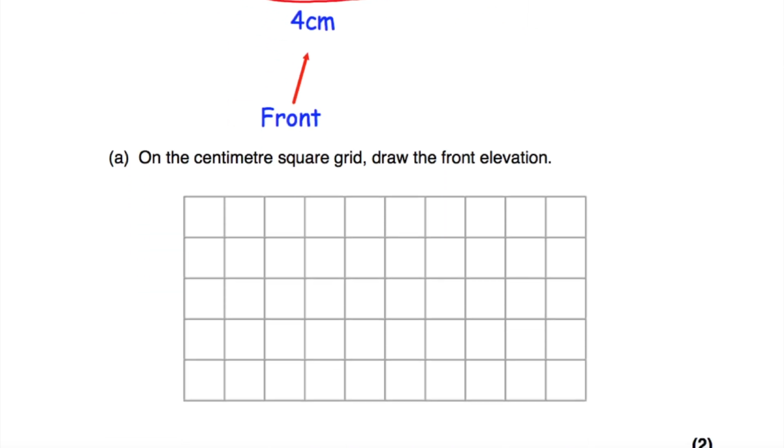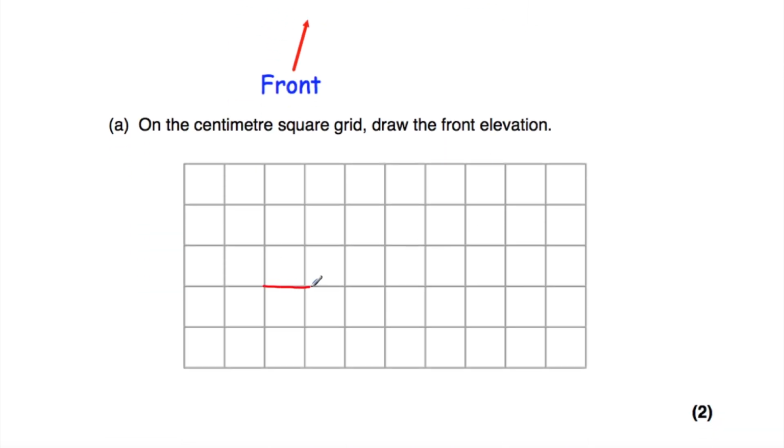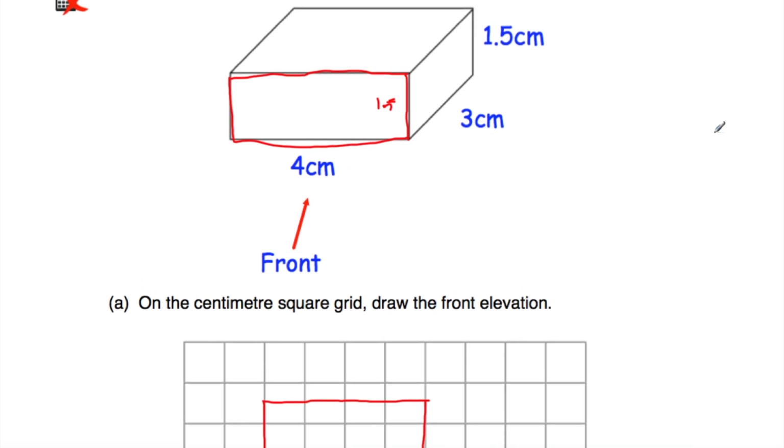So let's draw that. So it'll be 4 centimeters across, 1, 2, 3, 4, 1.5 up, so it'll be halfway between the first and the second square, going up there, and then across. And that would be the front elevation, 4 across and 1.5 up, and that rectangle, that's what you'd see if you look at the front elevation of that cuboid.